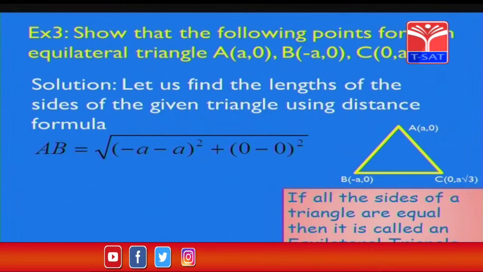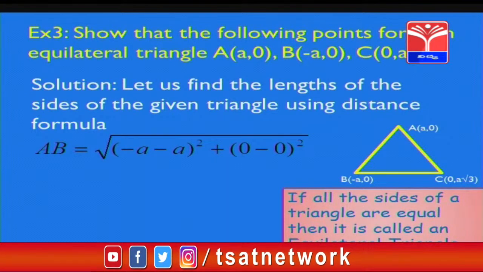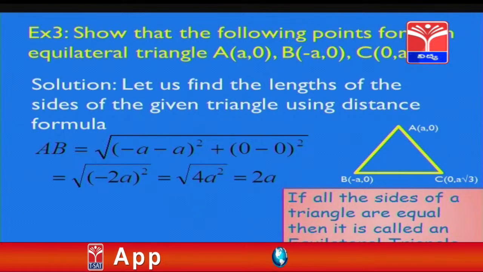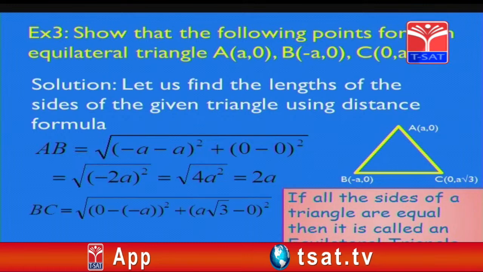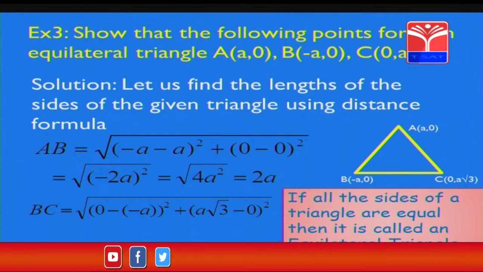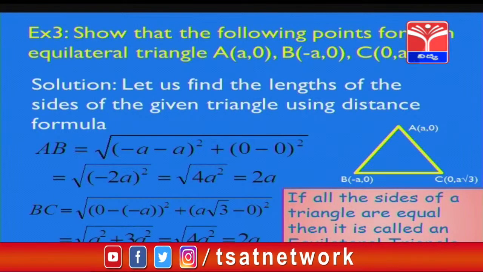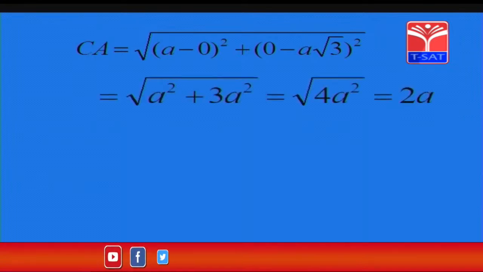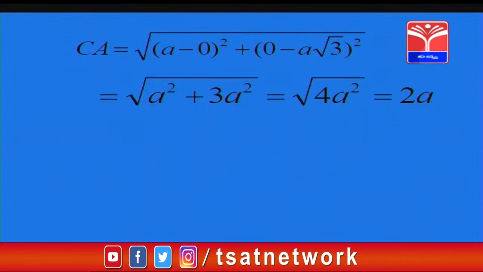So, AB is equal to under root (minus a) whole square plus (0 minus 0) whole square. That gives me under root (minus 2a) whole square, that is equal to under root 4a square, which is equal to 2a. BC is equal to under root (0 minus of minus a) whole square plus (a root 3 minus 0) whole square, that is equal to under root a square plus 3a square, that gives me under root 4a square, which is equal to 2a again. Now, when I find CA, CA is equal to under root (a minus 0) whole square plus (0 minus a root 3) whole square, that gives me under root a square plus 3a square, which is equal to under root 4a square, which comes out to be 2a again.